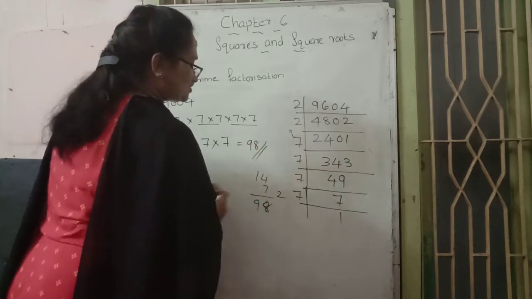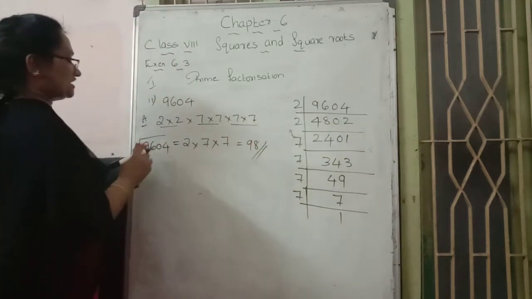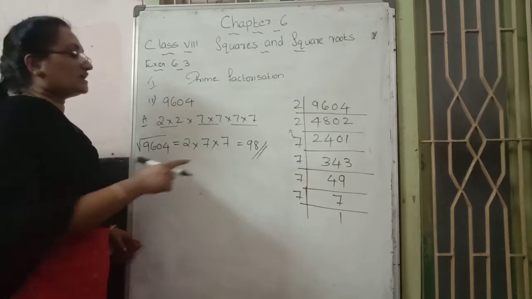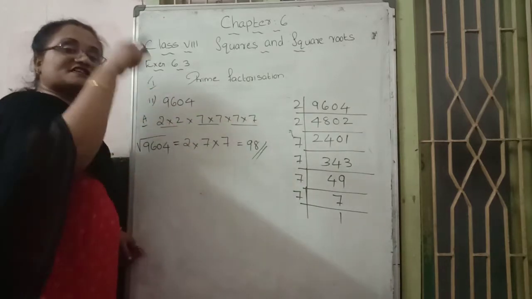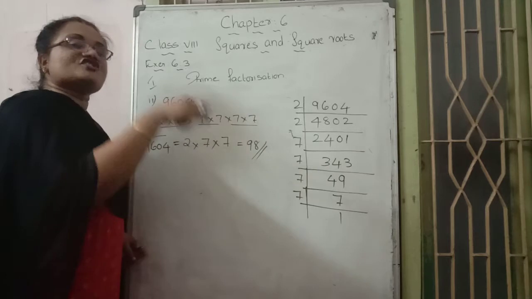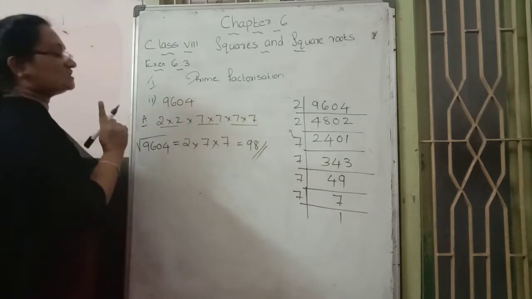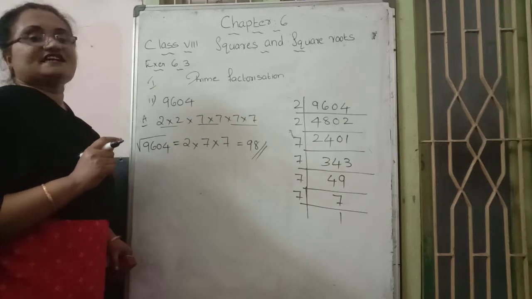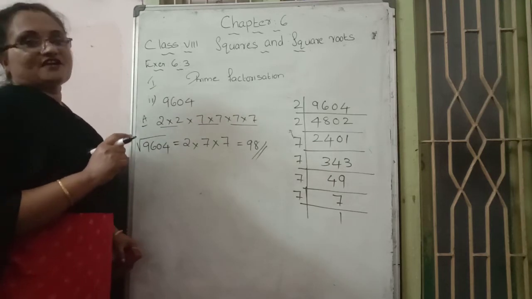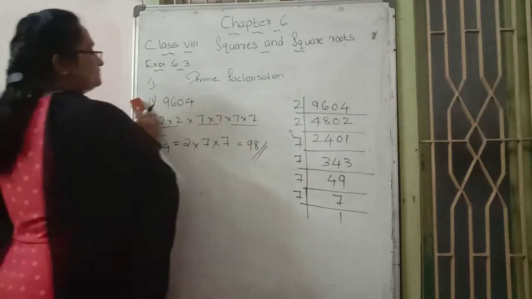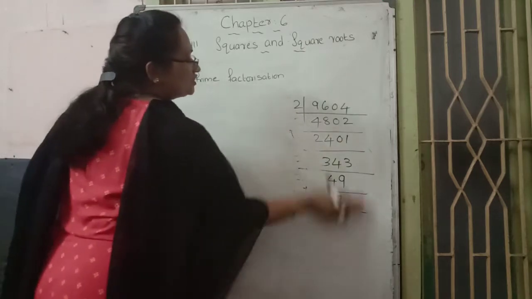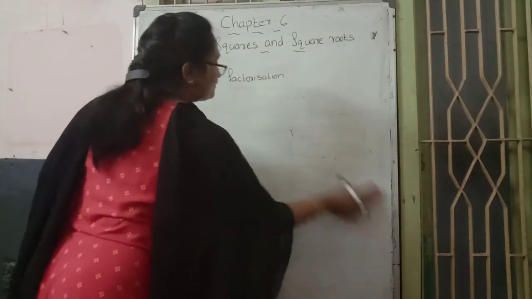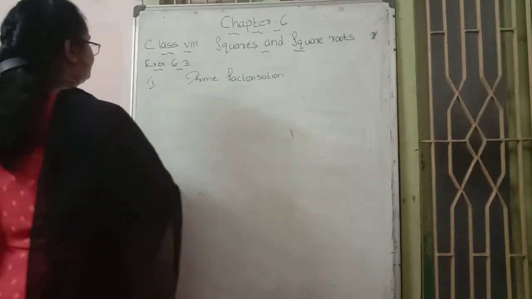So which number is the square root of 9604? 98 multiplied by itself. That means 98 into 98, how much? 9604. I hope you can understand how to do the prime factorization. One more question. This uses prime numbers only, and dividing. One more question, the third question.